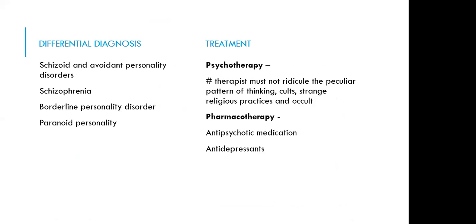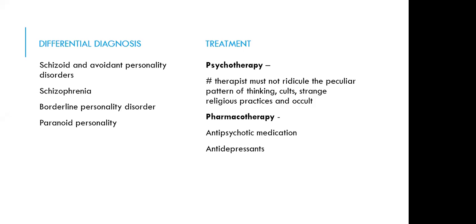For the differential diagnosis, first, schizoid and avoidant personality are different from schizotypal by the oddity in behavior, thinking, perception, and even communication between friends. Schizotypal personality disorder may also have a family history of schizophrenia. And next, how about schizophrenia? It's different from schizotypal, like I said earlier, by the absence of psychotic features.